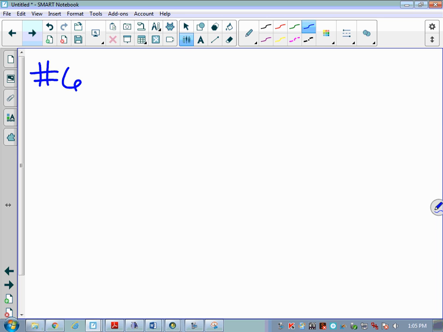Okay, number 6, area of a parallelogram. What's the formula for finding the area of a parallelogram? Base times height. Very good. Okay.